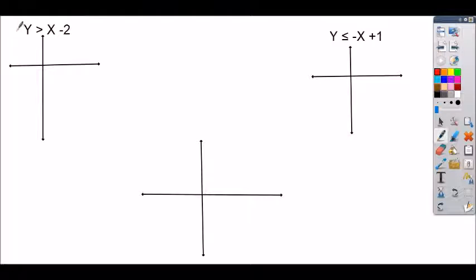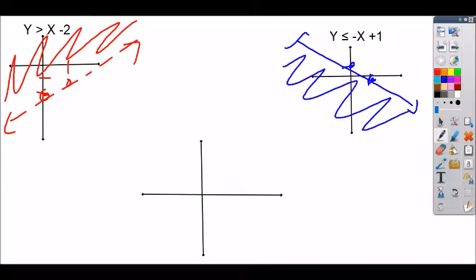So quick reminder, if it's just greater than or just less than, then this is a dashed line. But if it's or equal to, that's going to be a solid line. Greater than means shade above, less than shades below. So I'm going to graph these two lines. So I have my dashed line shaded above, my solid line shaded below.